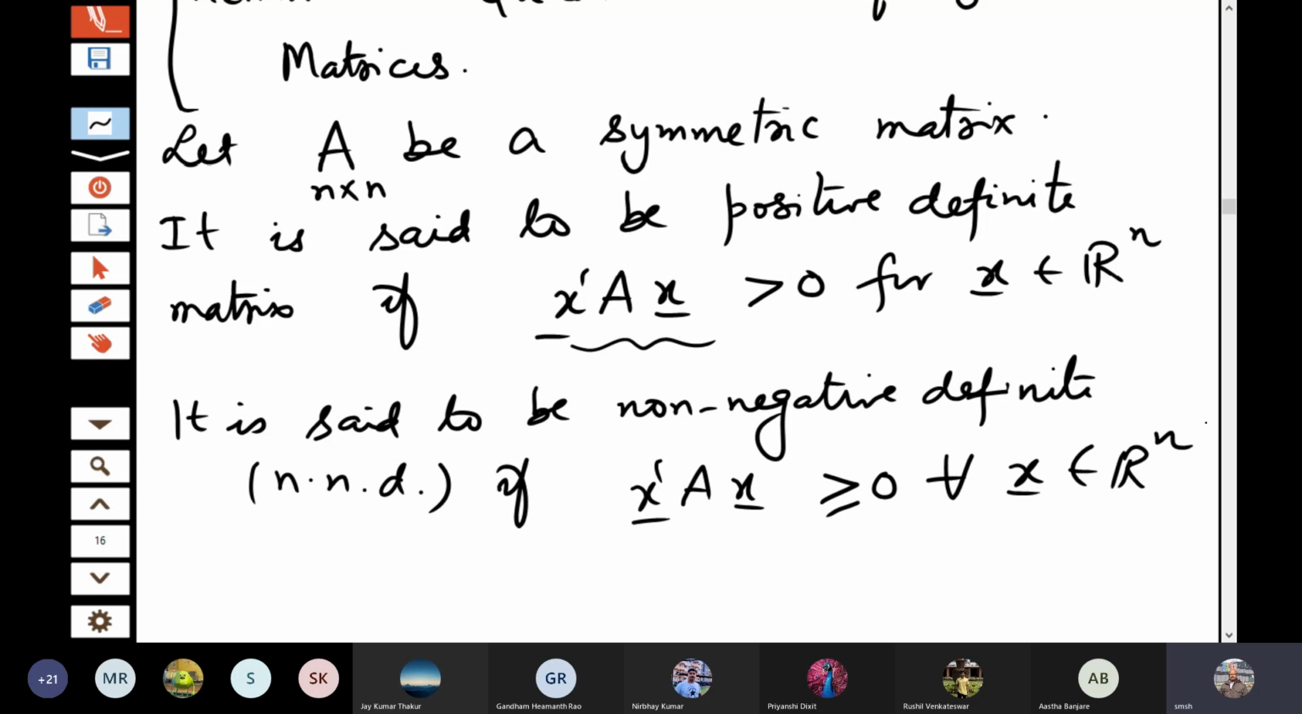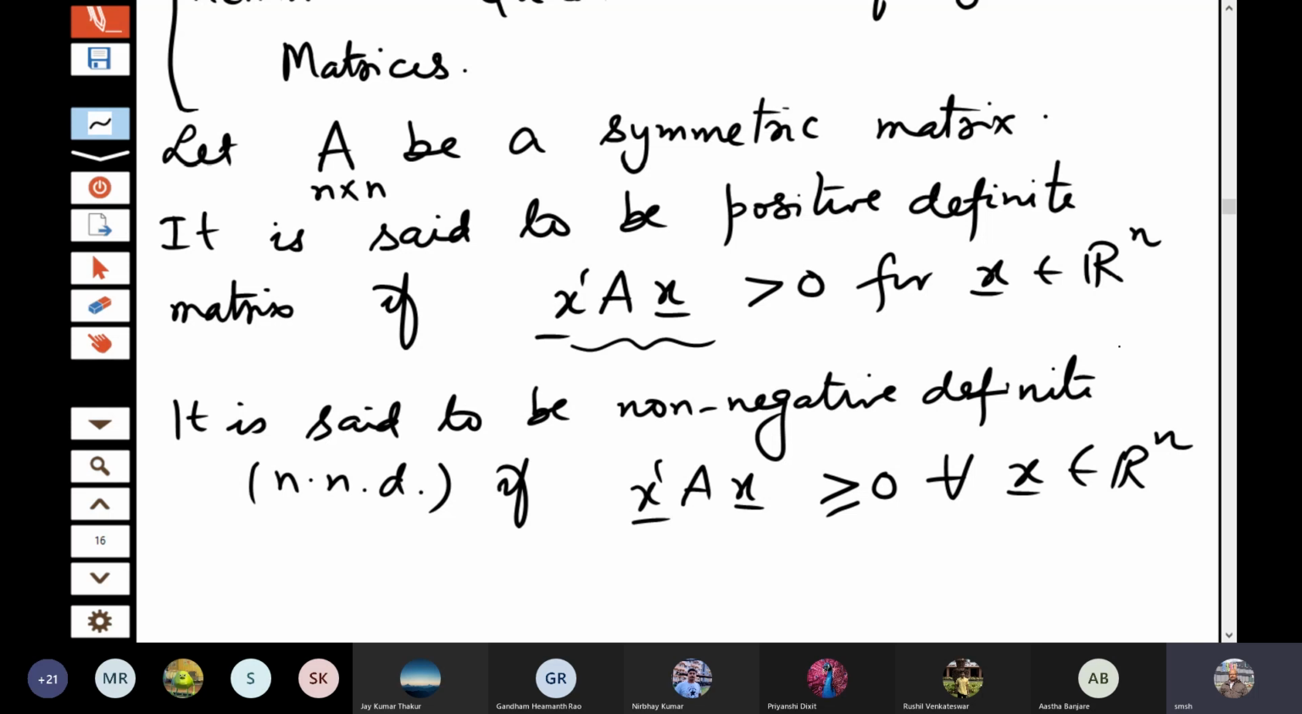Actually, there are certain consequences of this. For example, a necessary and sufficient condition for positive definite is that all the principal diagonal minors have positive determinant. Another necessary and sufficient condition is that all eigenvalues are positive. Similarly, for a non-negative definite matrix, a necessary and sufficient condition is that all the eigenvalues are non-negative. Another necessary and sufficient condition is that all the principal diagonal minors have non-negative determinants.